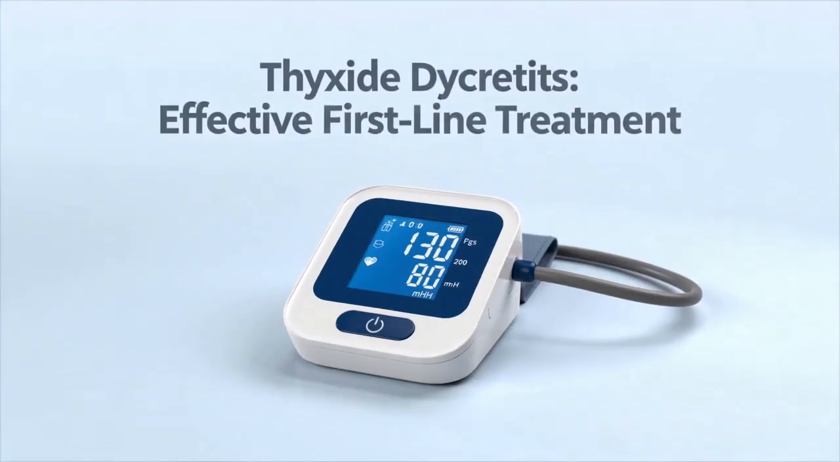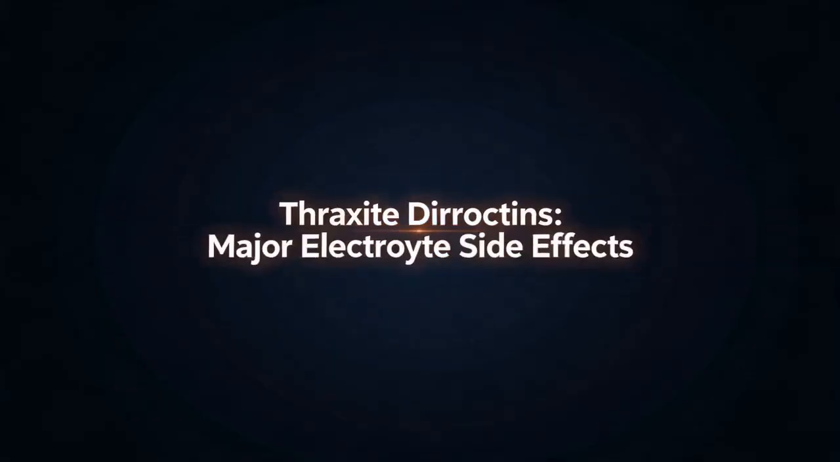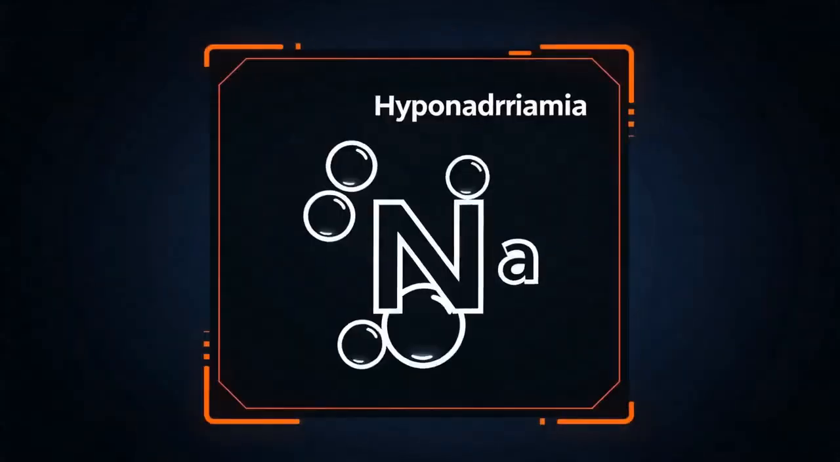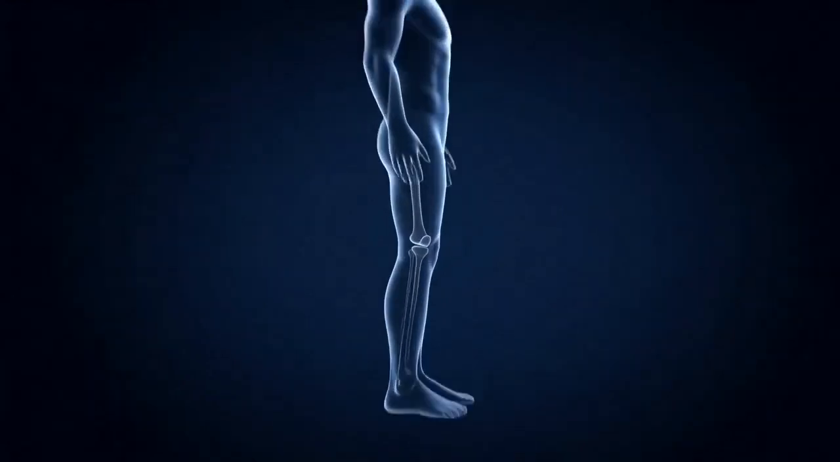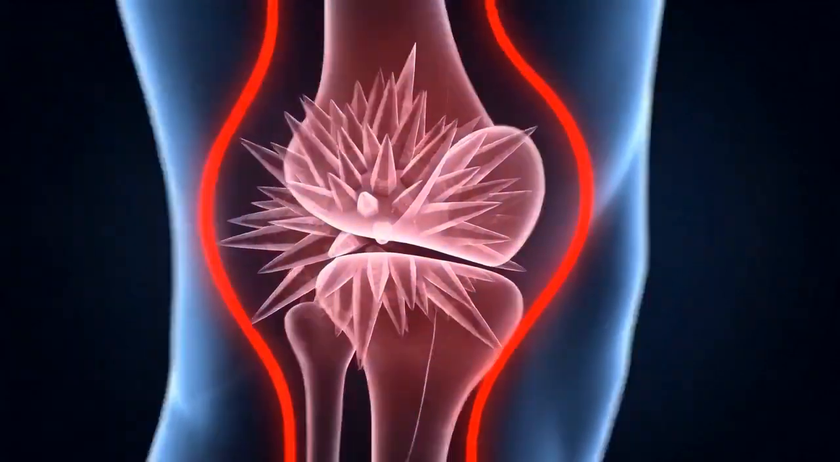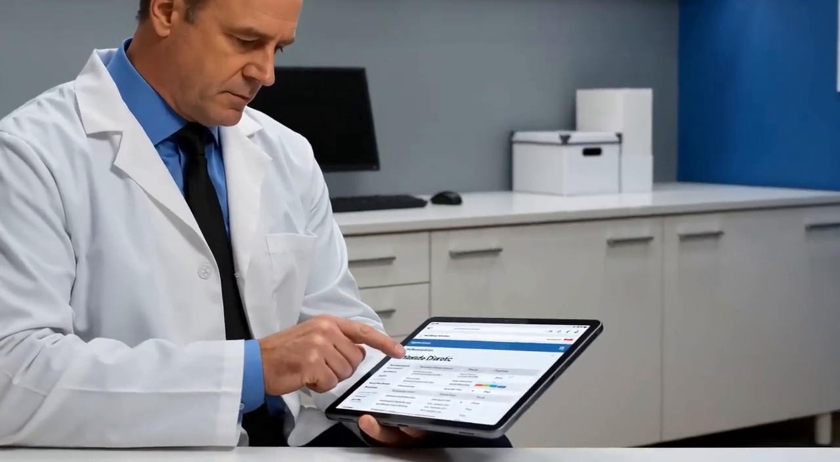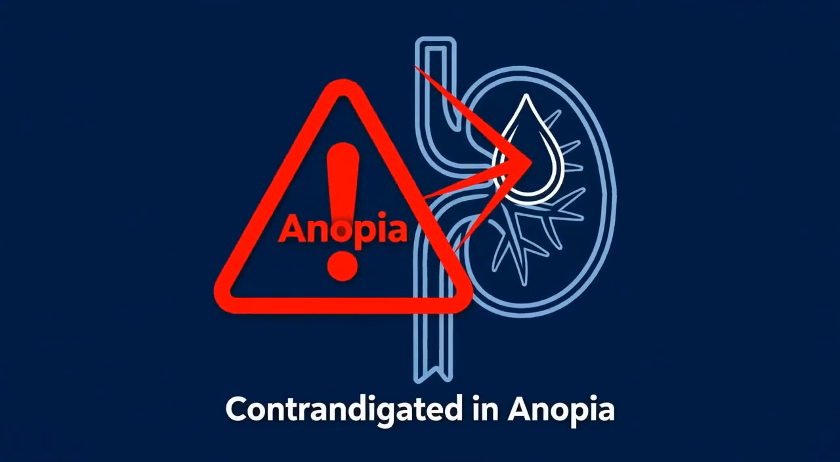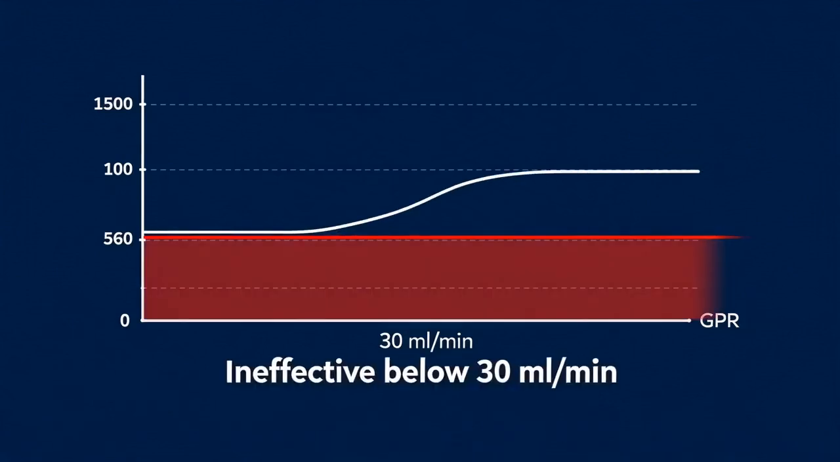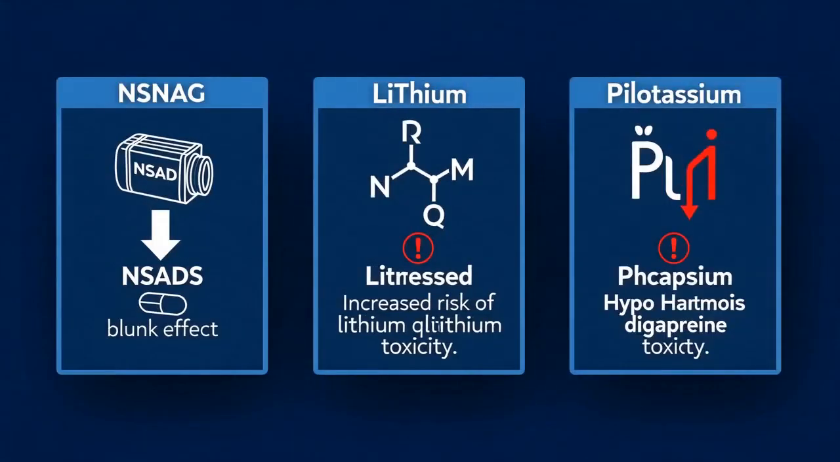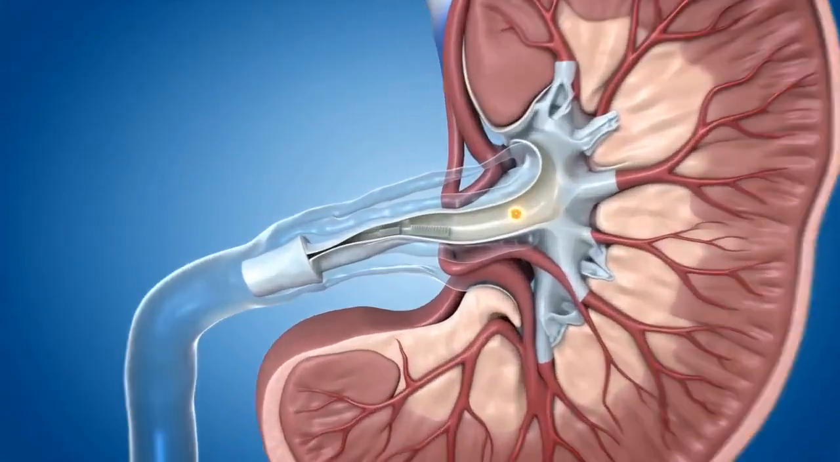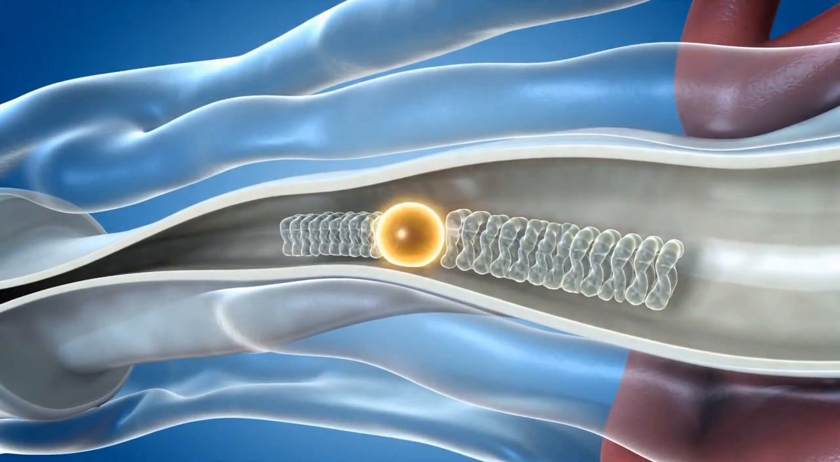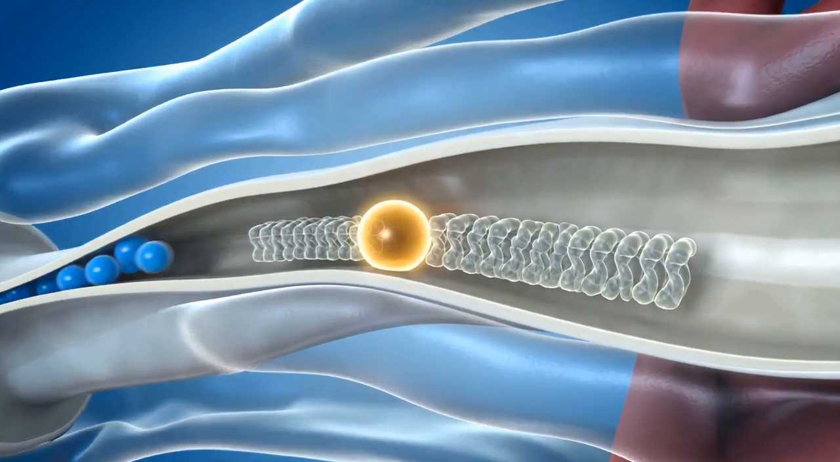To summarize, thiazide diuretics block the NCC cotransporter in the distal convoluted tubule, reduce blood volume and blood pressure, and are first line for hypertension. Their unique feature is increasing calcium reabsorption, making them useful for kidney stone prevention. Watch for hypokalemia, hyponatremia, hyperuricemia, and metabolic effects.